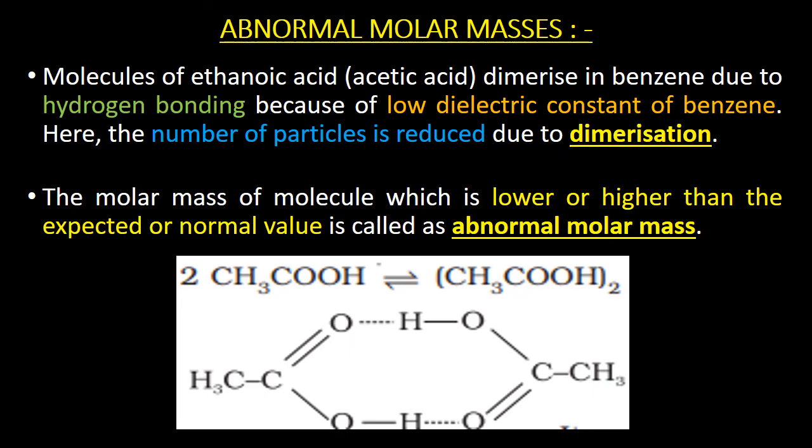Let us know about abnormal molar masses. The molar mass of the molecule which is lower or higher than the expected or normal value is called abnormal molar mass. Let us take an example of ethanoic acid, where the molecules of ethanoic acid dimerize in benzene due to hydrogen bonding between them, and also because of the low dielectric constant of benzene, and hence the number of particles is reduced due to a process called dimerization.